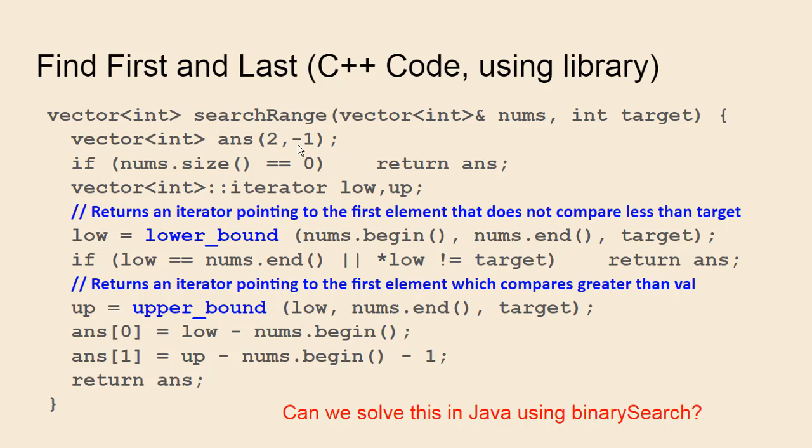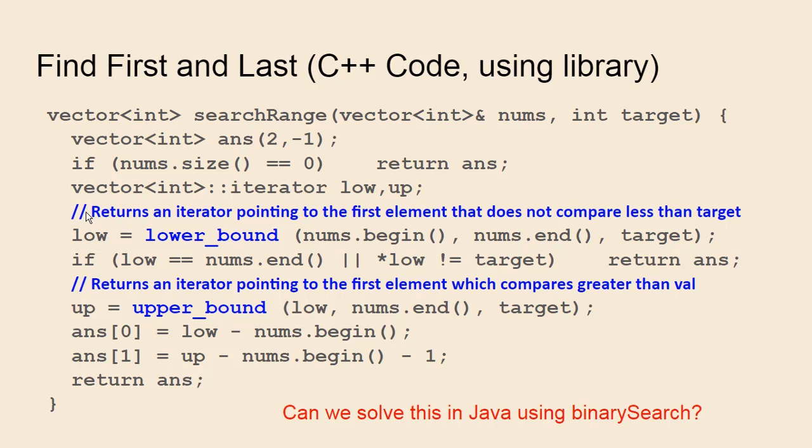So again, we define answer to include the size of array -1, and if the given array nums is empty, we just return that. Otherwise, we're going to use two iterators, low and up. These are sort of like pointers, not quite pointers, but sort of like pointers to the element of the first appearance of target and the last appearance of target. We find them by calling this lower bound function.